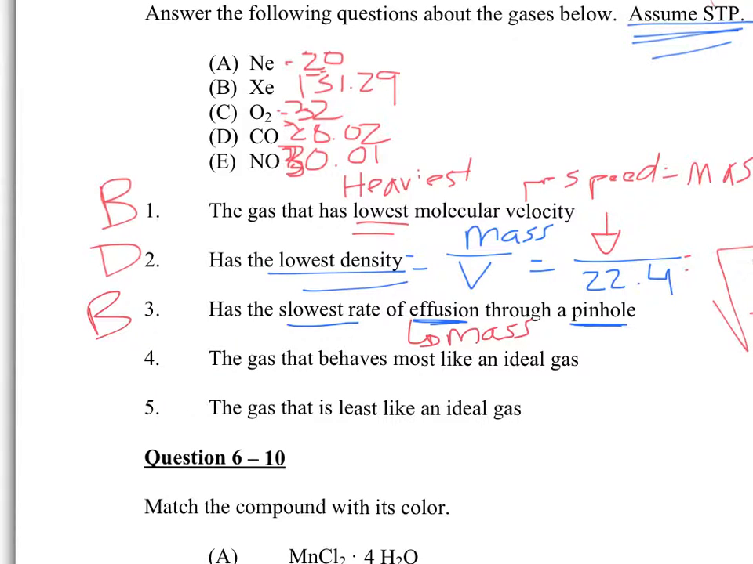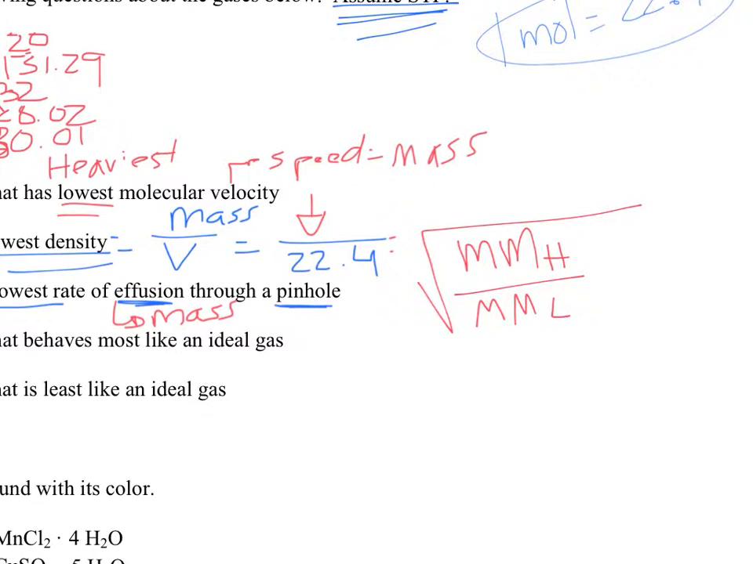The gas that behaves most like an ideal gas. First of all, what are the good gases? Noble gases. Okay? There's less IMFs. Which one would probably be the most ideal? It is A, because it's smaller.